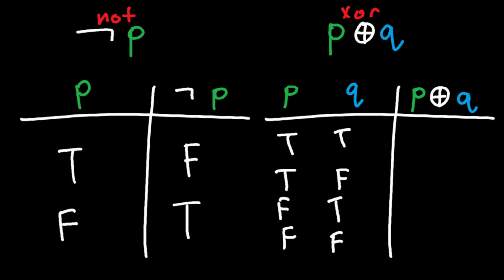What about exclusive OR? Well, here's the thing about exclusive OR. The only time exclusive OR gives you back a true is when only one of the inputs is true. Both can't be true, you will get false. So this right here is what the truth table looks like.